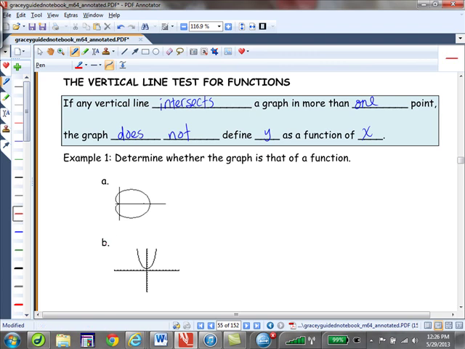In A, you see really just about anywhere we pick, anywhere we draw a vertical line. That one didn't end up very vertical, did it?